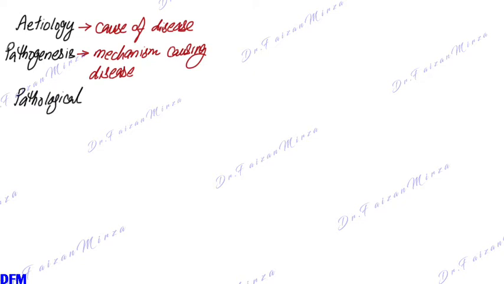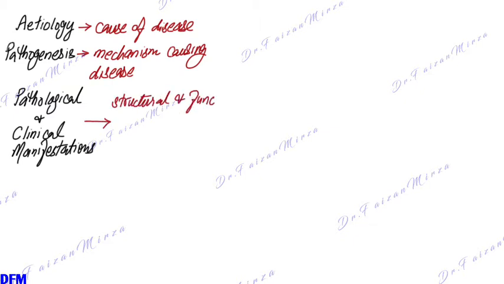Pathogenesis. Pathogenesis is the mechanism causing the disease. What mechanism is involved? That's called the pathogenesis. Pathological and clinical manifestations generally are the features of the disease, the structural and functional features. Structural changes and functional changes associated with the disease are its pathological and clinical manifestations.